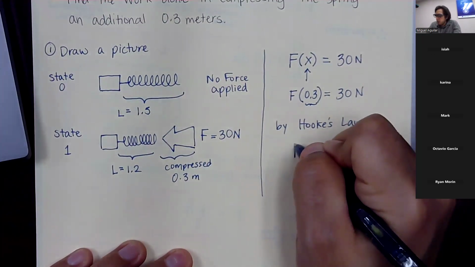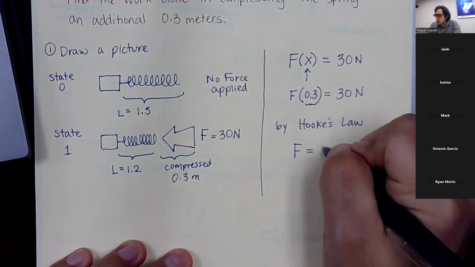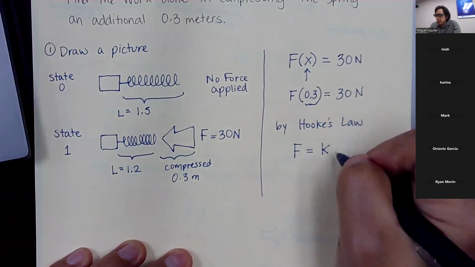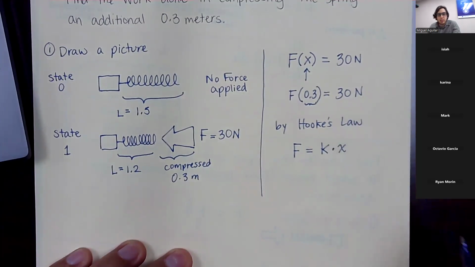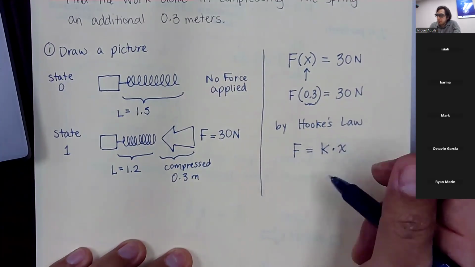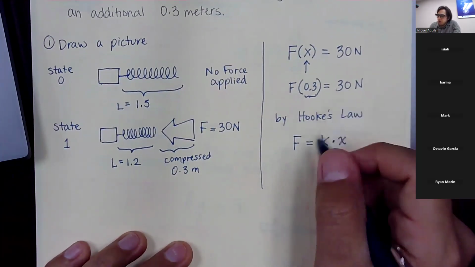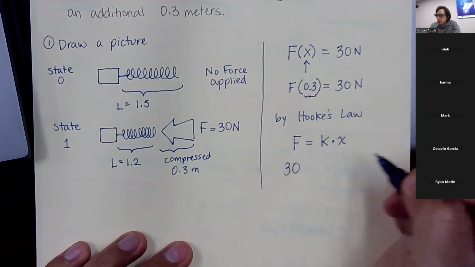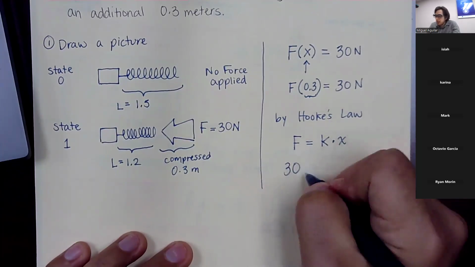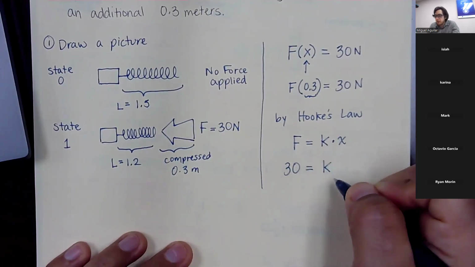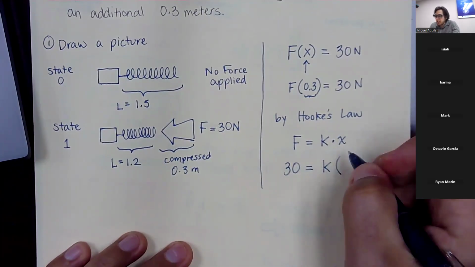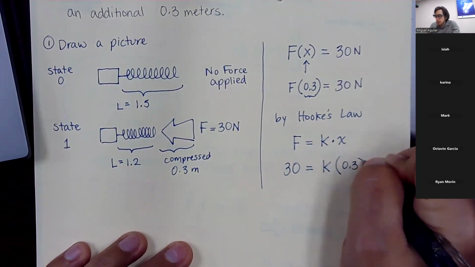Okay. So by Hooke's law, we know that the force is equal to some spring constant times the distance, and I'm going to represent that distance by the variable x. Okay. And this might seem a little bit convoluted, but we have the force of 30 newtons. That's equal to some constant that we don't know times a compression distance, which we do know to be 0.3 meters.